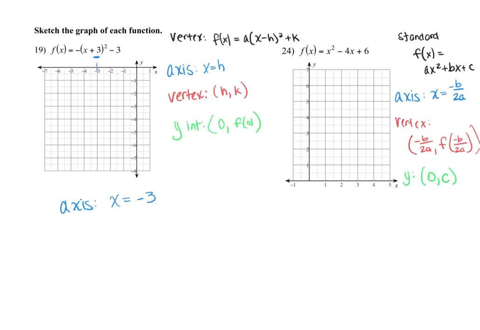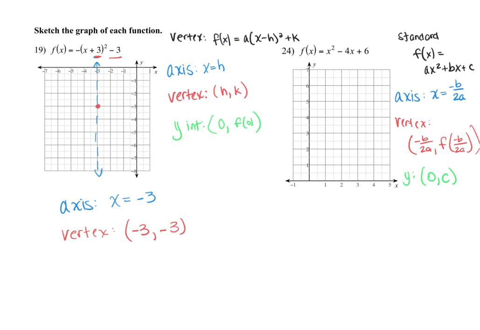So I'm going to actually sketch that axis. This particular guy is dashed. He's not part of the actual function. He's just helping me sketch it. Okay? He's helping me sketch. Then I'm going to do my vertex. My vertex is just h, k. H is opposite, so that's negative 3. It should always match my axis that I just found. And k is exactly what you see, negative 3. So I'm going to go to the point negative 3, negative 3, and sketch there.